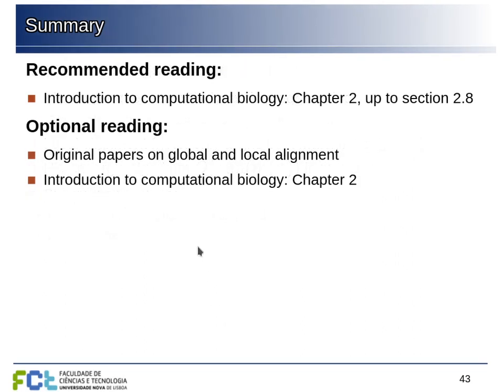So I recommend that you read Chapter 2 of Introduction to Computational Biology up to section 2.8, or the complete chapter if you want. I'll include in the lecture notes links to the original papers on global and local alignment. You can also take a look at those if you want.